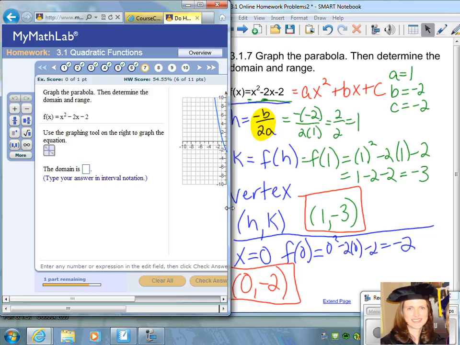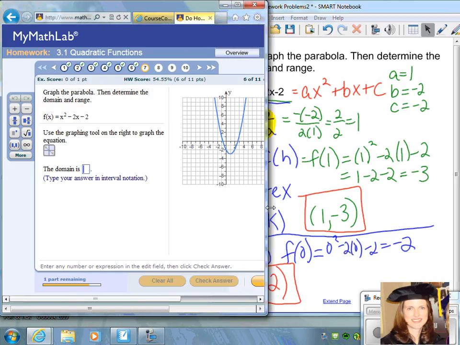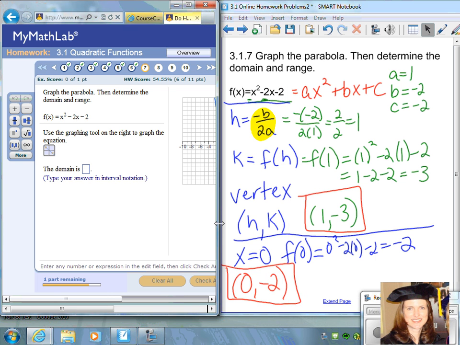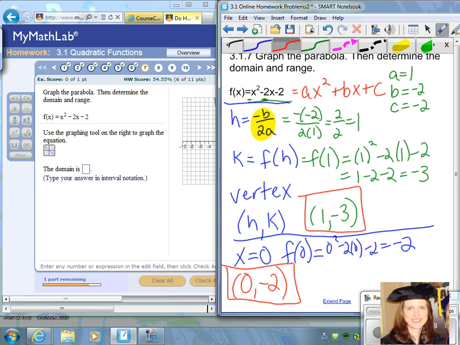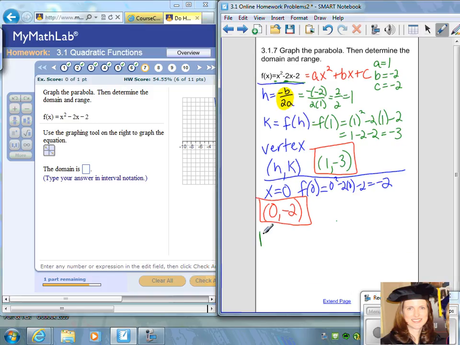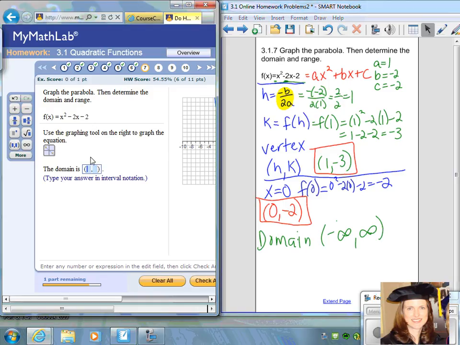Now let's talk about the domain. The domain is everything that you can plug into the function, and this domain goes forever to the left and right. That parabola is going to continue to get wider and wider and wider. Extend the page here. Alright, so for our domain, as you can see with most of these quadratic functions, the domain is going to be negative infinity to infinity because the graph goes forever in both directions. From negative infinity to infinity.